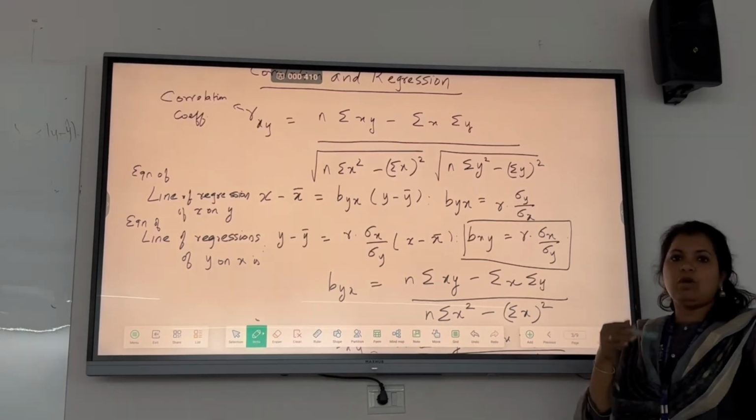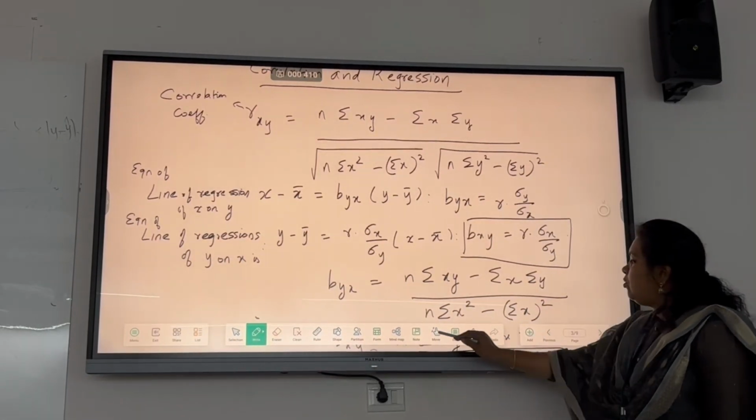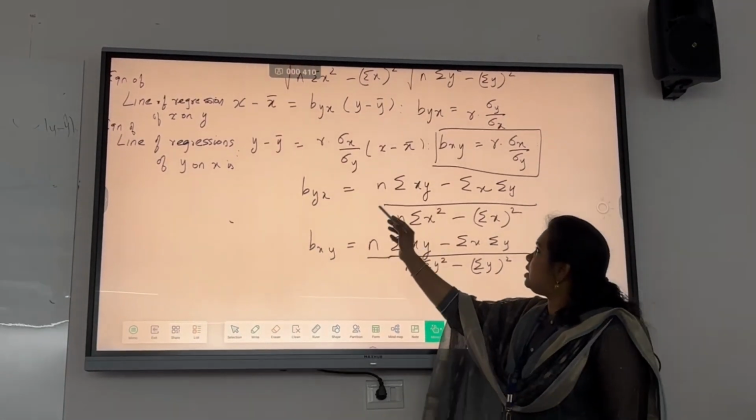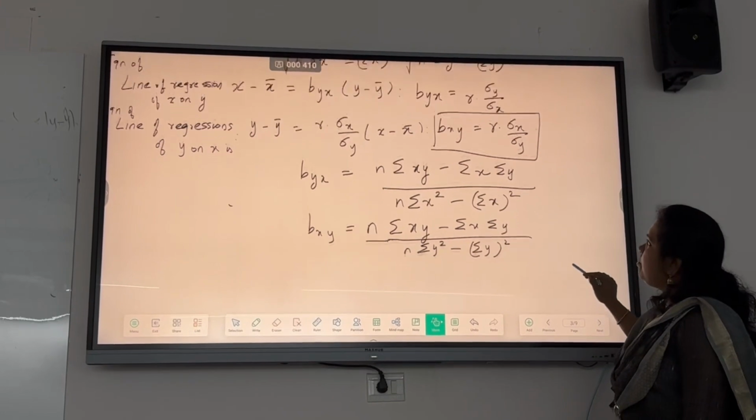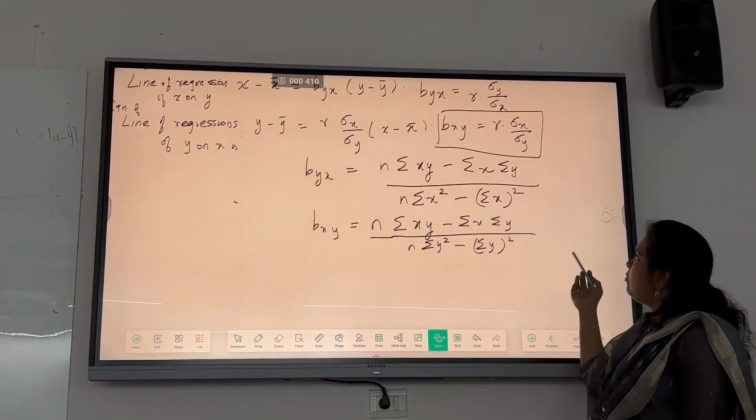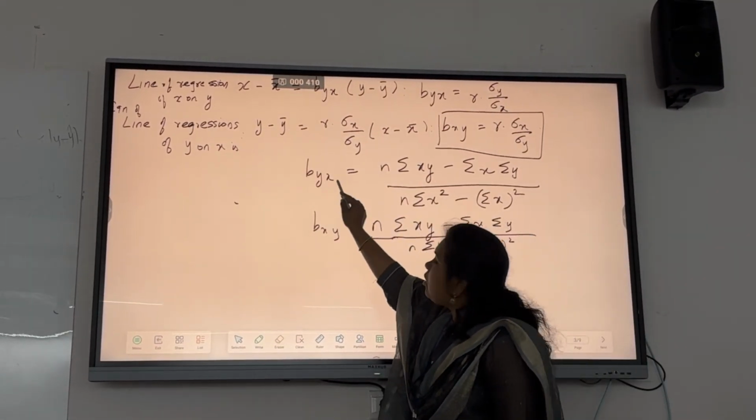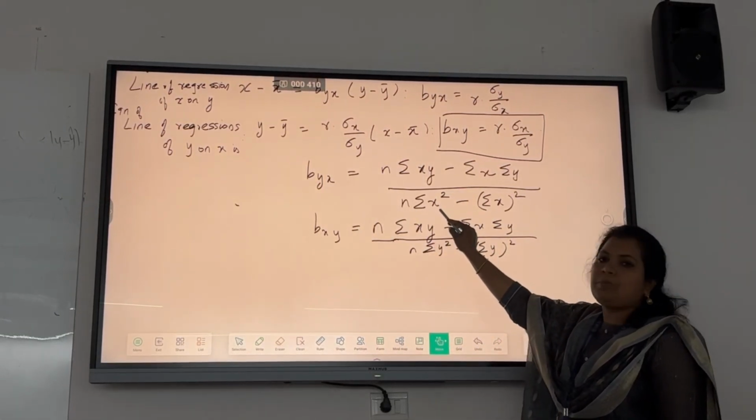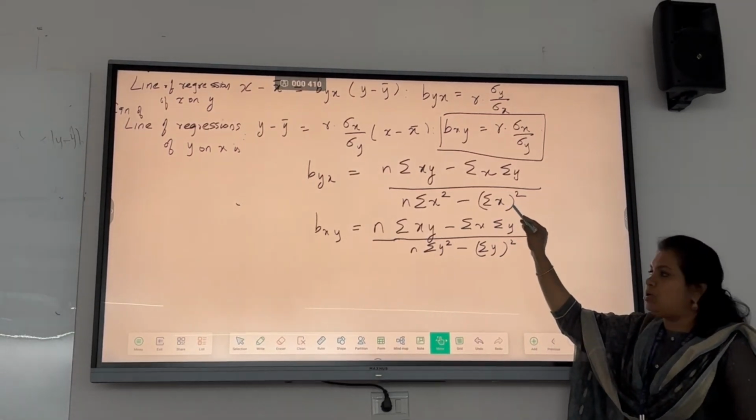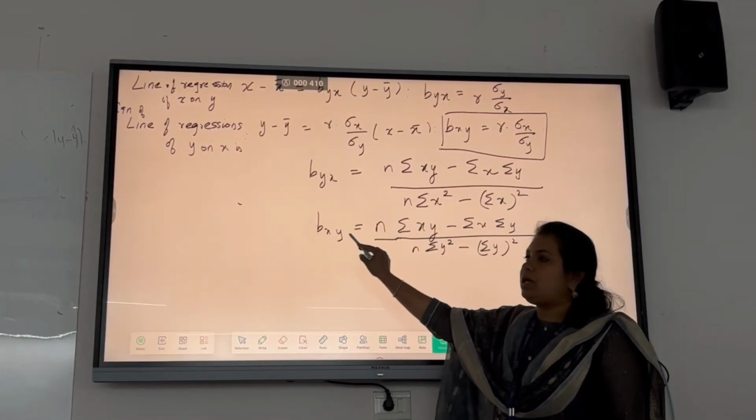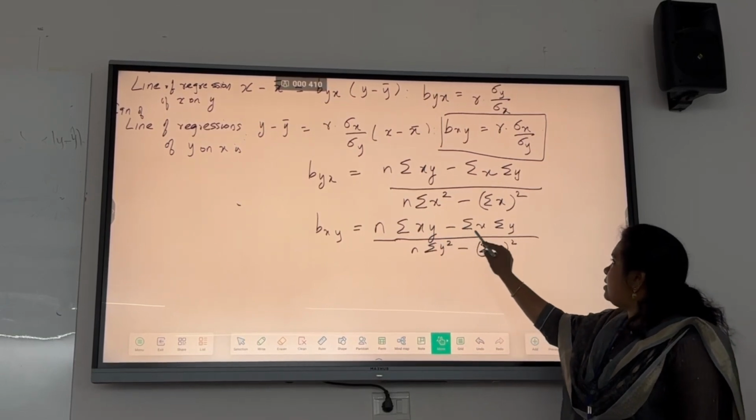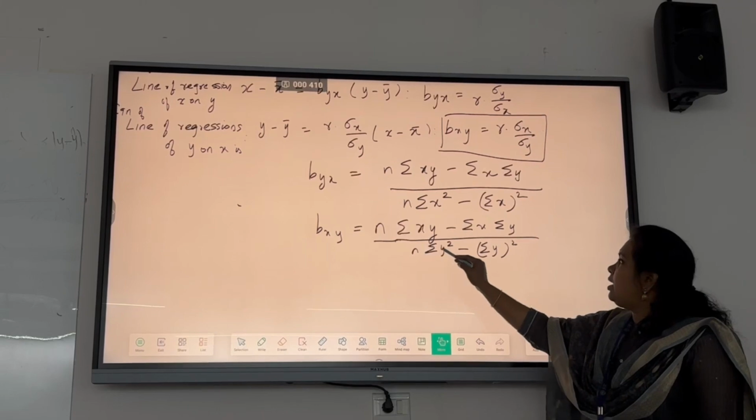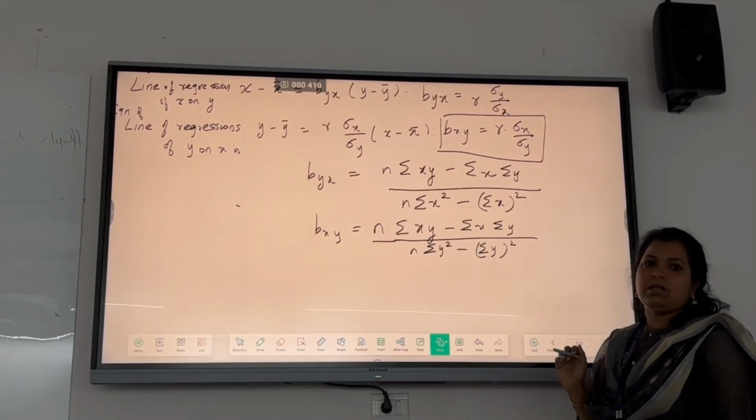So we are having one more formula. What is that? Byx in terms of x and y. So Byx equal to n into sigma xy minus sigma x sigma y, but we are concentrating y on x, so we will write x in the denominator, which is n into sigma x square minus sigma x the whole square. Similarly, bxy equal to n into sigma xy minus sigma x sigma y divided by, we are doing x on y, so n into sigma y square minus sigma y the whole square.